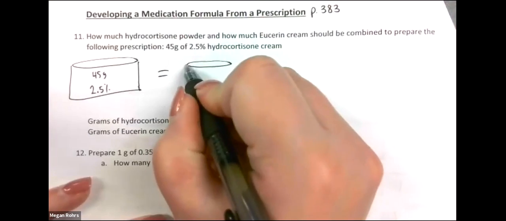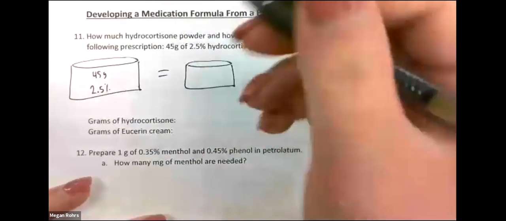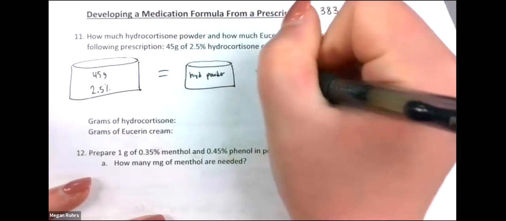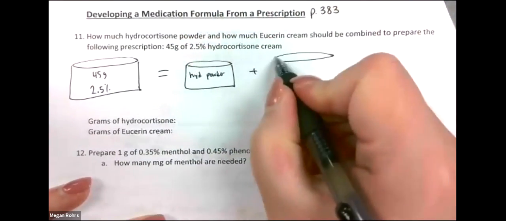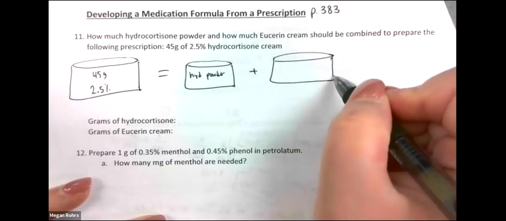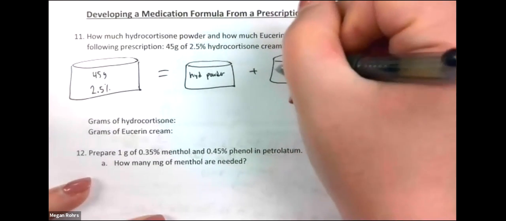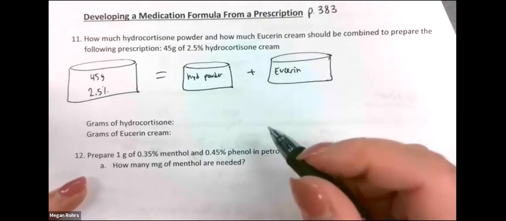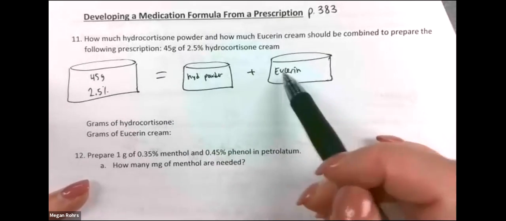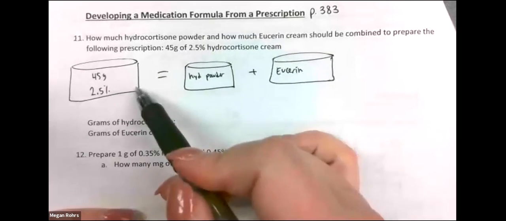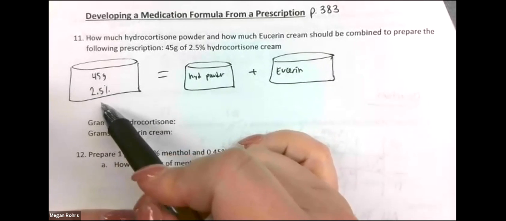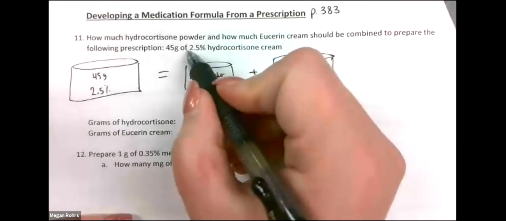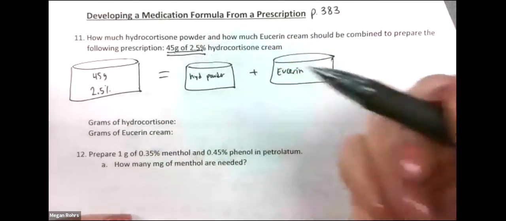And to make that, we need hydrocortisone powder and our eucerin cream, which is just going to be our base. That's our base cream. So it's asking how much of each of these are needed to make 45 grams of a 2.5% cream. This is really all the information that we're given.